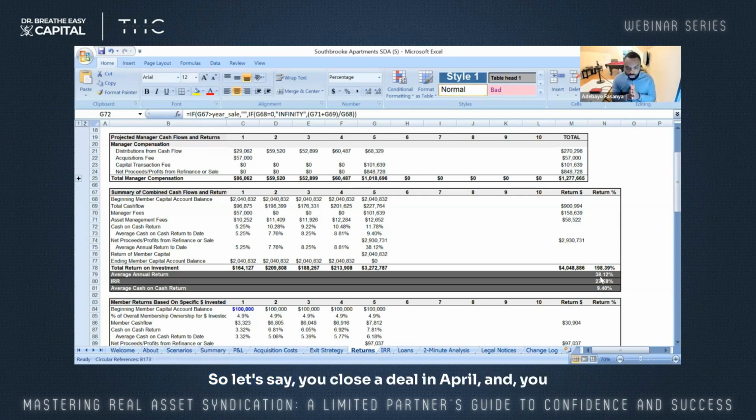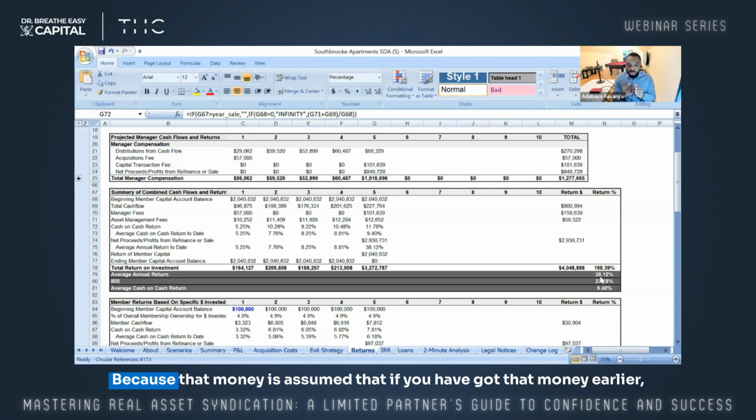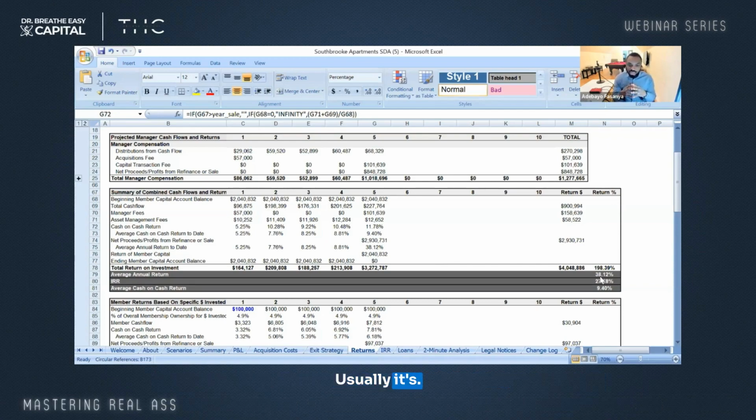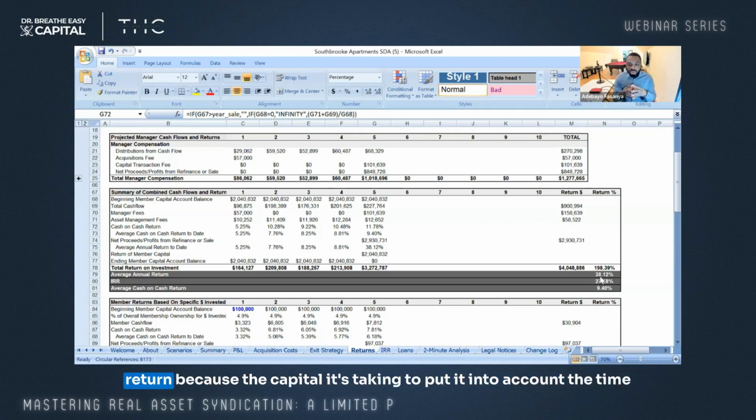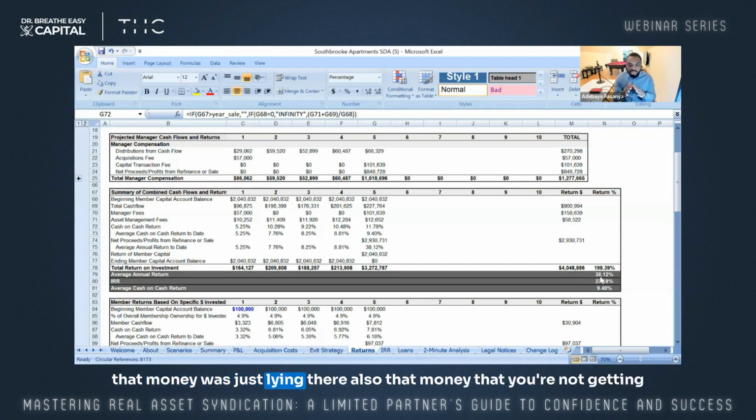So let's say you close the deal in April and you haven't got any distribution for about a year, okay? IRR would be lower because it's assumed that if you had got that money earlier, you could have invested it into something else along the way, right? Also, if you distribute monthly, the IRR is going to be higher than if you distribute quarterly. So it's basically the return on your investment. Usually some people will believe that this is the real way to calculate your return because it takes into account the time that money was just lying there, that money that you're not getting any return on whatsoever.